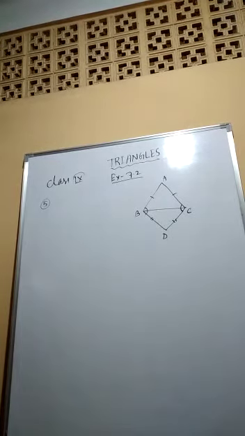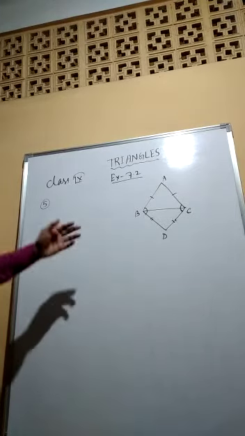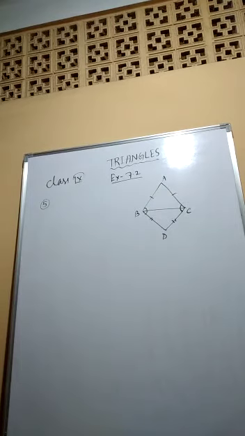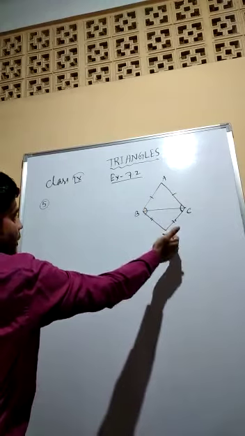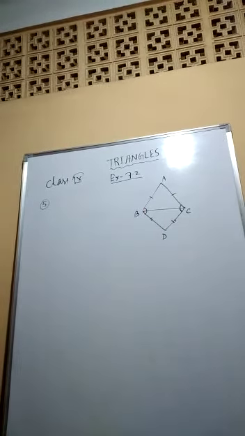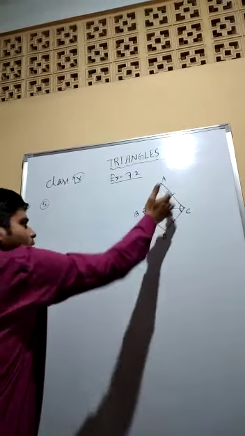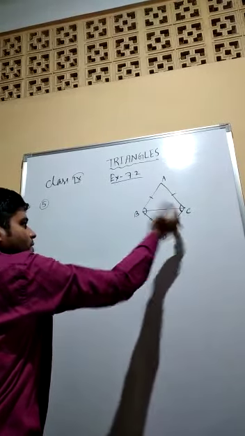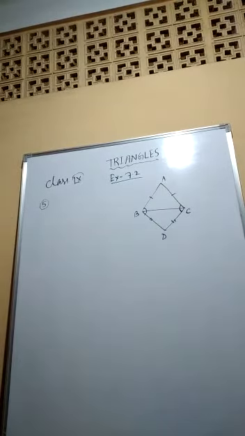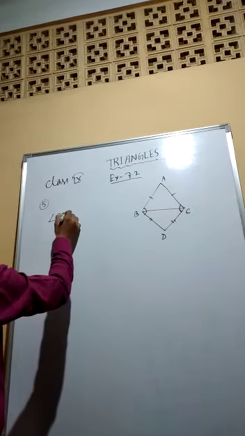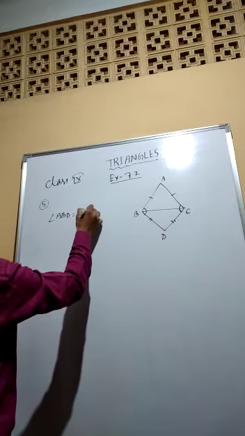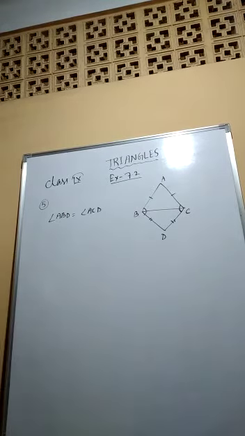Today I have taken another example, number 5. The diagram I have drawn here. What is given is that there are two triangles, ABC and DBC. These two are isosceles triangles with AB equal to AC, BD equal to CD. We have to prove that angle ABD equals angle ACD. We need to prove angle ABD equals angle ACD.